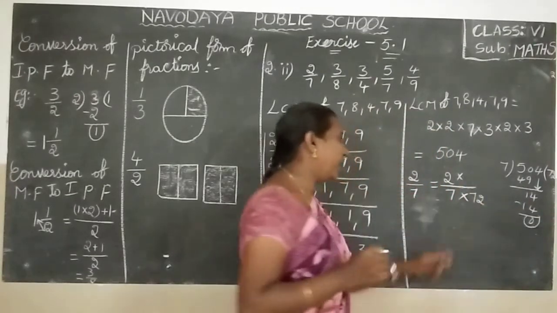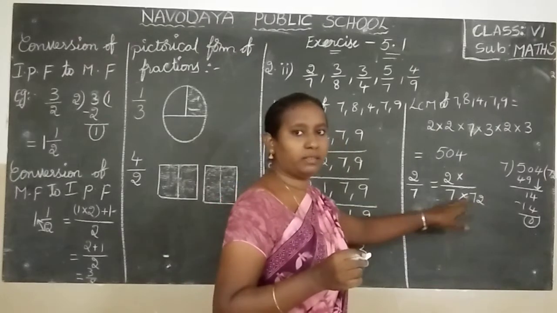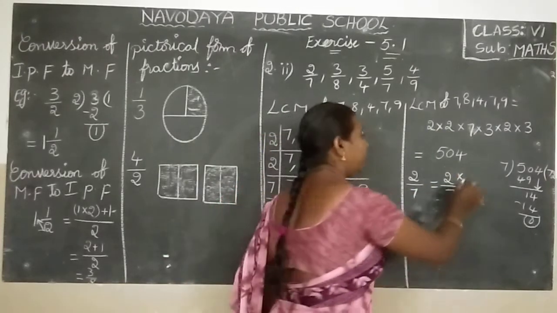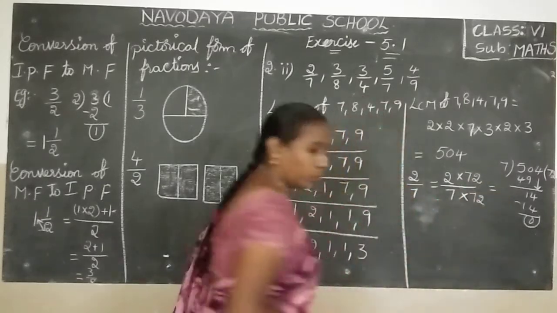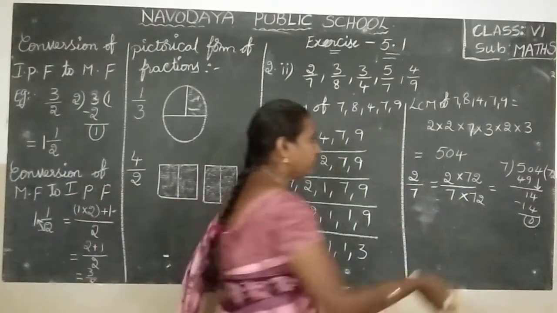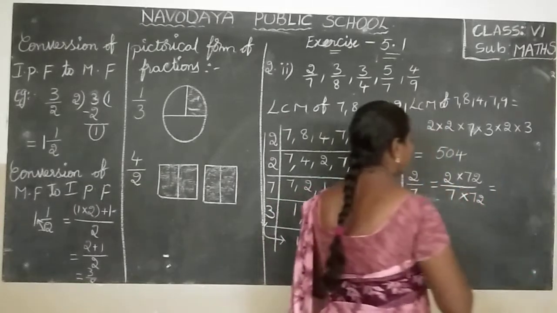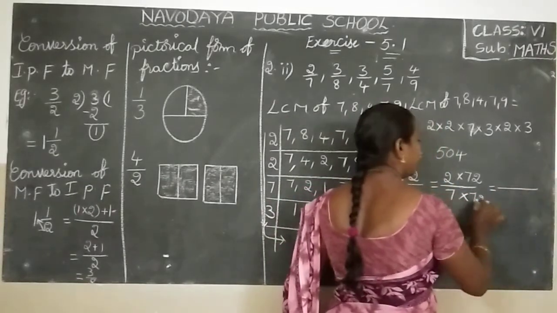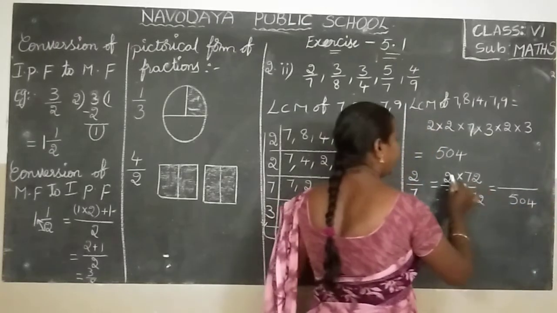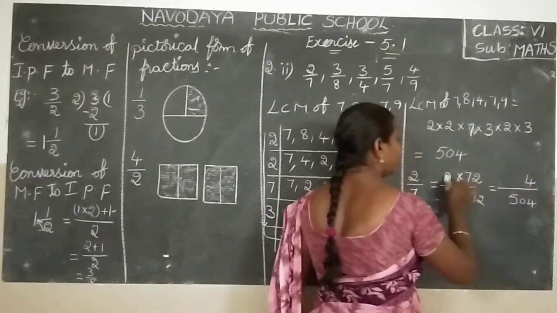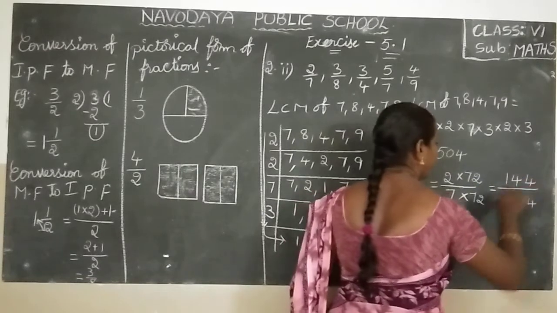By which number we multiply the denominator, by the same number we have to multiply the numerator also. So 2 into 72 equals 144, and 7 into 72 becomes 504. 72 into 2 means 2 2s are 4, 7 2s are 14.